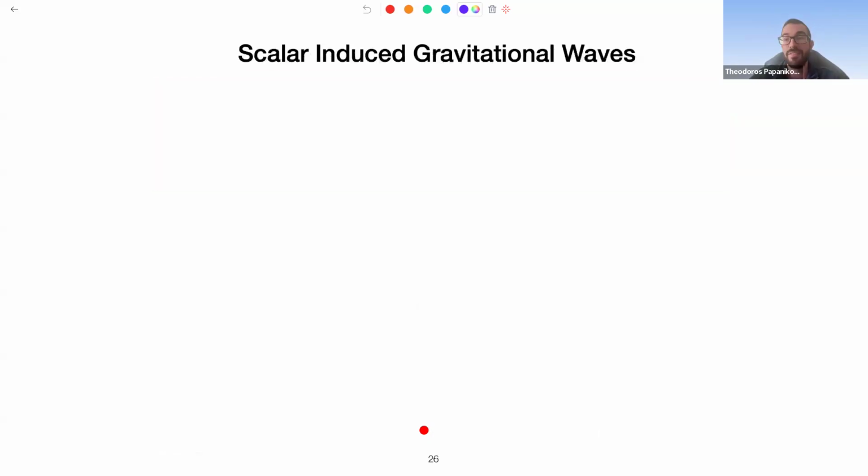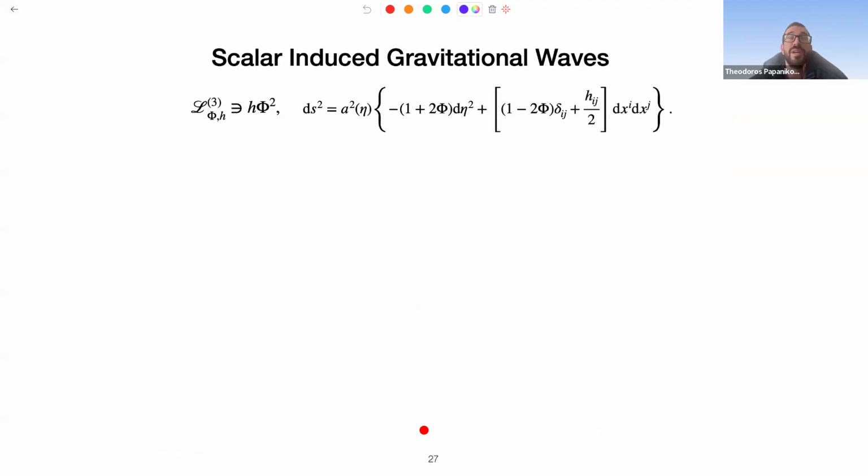So let me now focus on scalar-induced gravitational waves, which is the most studied one in the literature. To study scalar-induced gravitational waves, we actually need to perturb our metric. Here I do it in the Newtonian gauge by considering the first-order scalar perturbation, usually called the Bardeen gravitational potential, and introducing the second-order tensor mode in the metric, h_ij, that we can see here.